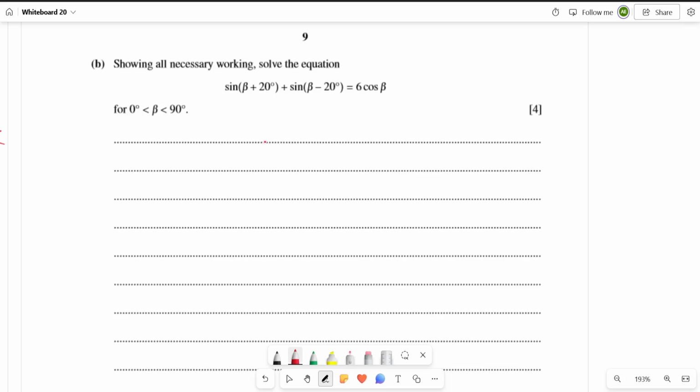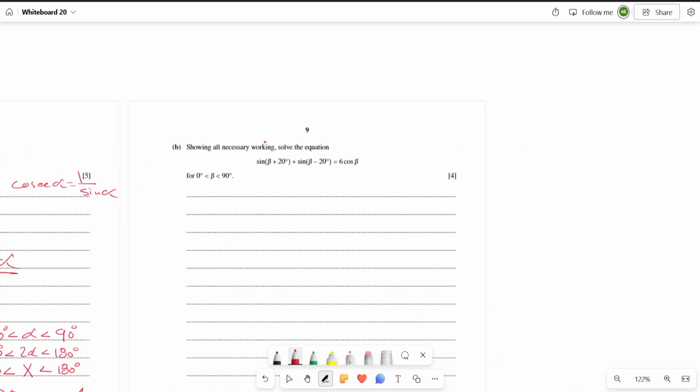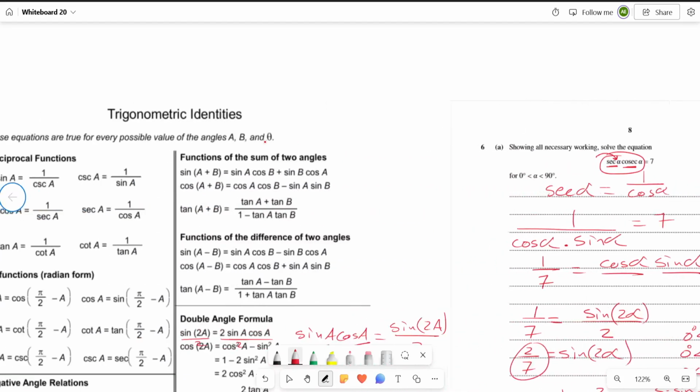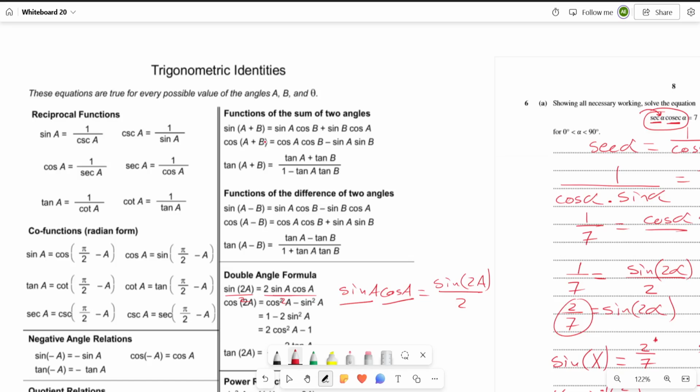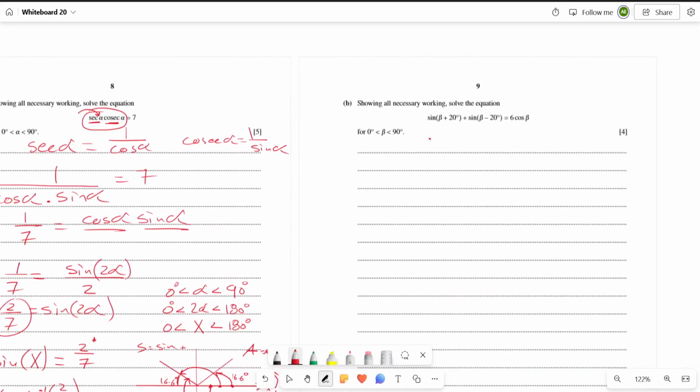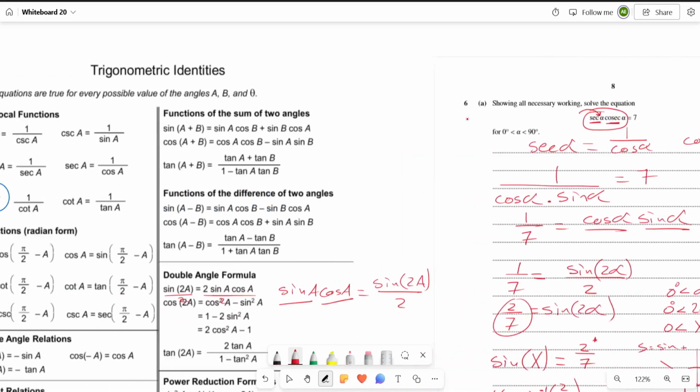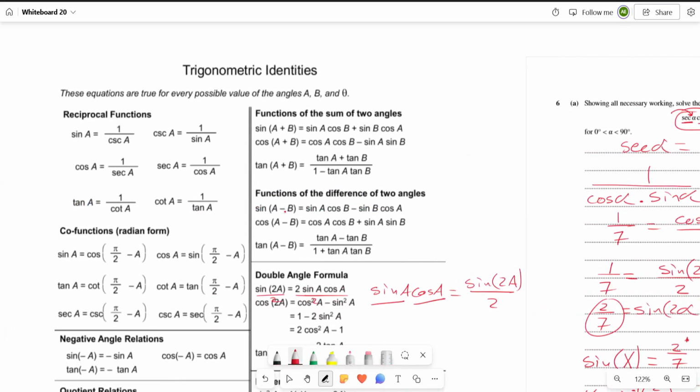So again, I'm going to go back to my formula, the identities, and try to find something that would be helpful. So I know that I have sine something plus something and sine something minus something. So let's see what can help us, okay? So it looks like the difference of two angles and the sum of two angles are very similar to what we have. I have some sine something plus something, and I have sine something minus something. So let's try, just try. By the way, you have a lot of trial and error in questions like these until you find something that works. So let's try these two things.